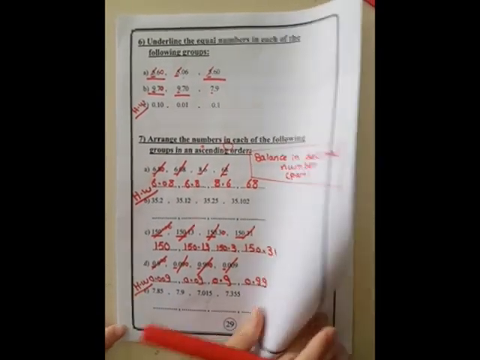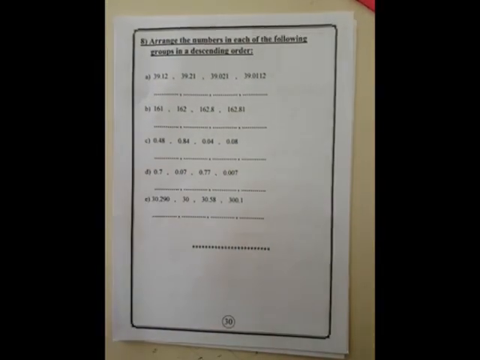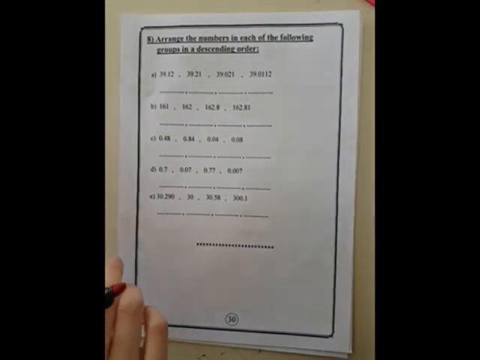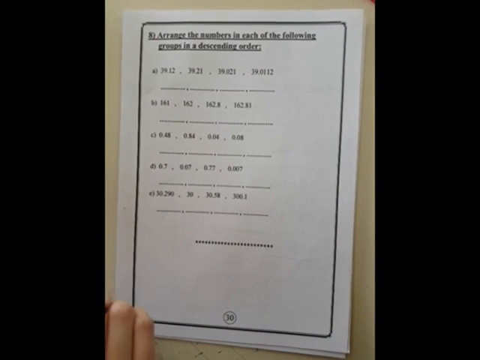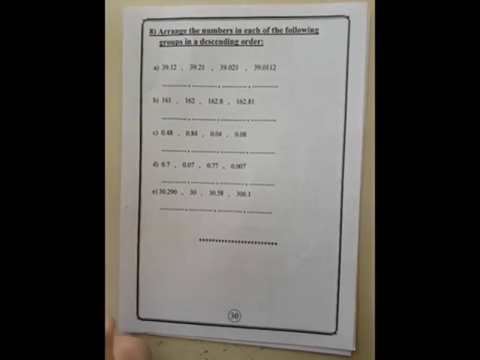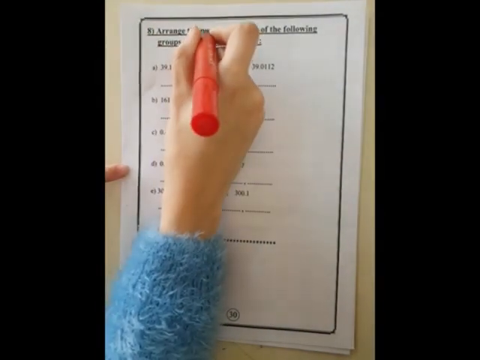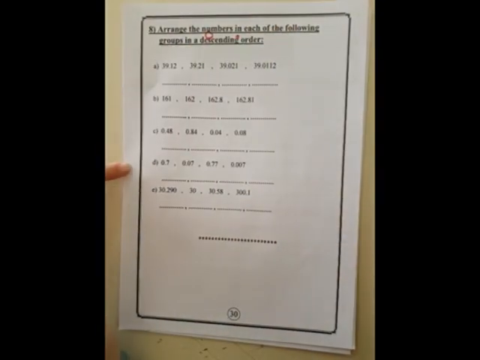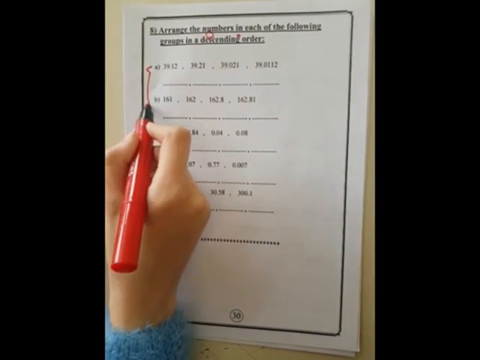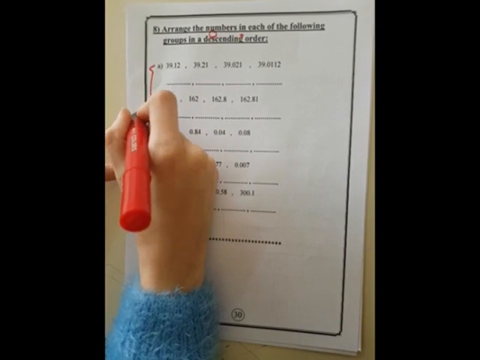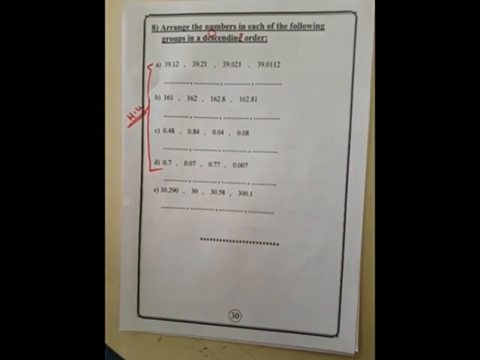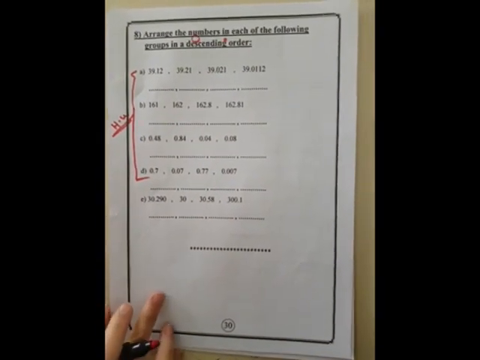Let's go to booklet page 30. Here, question number 8, arrange the numbers in each of the following groups in descending order. Of course, descending sorts from the greatest number down to the smallest number. Okay, A, B, C, D are going to be homework. Like the ascending order, but start from the greatest number. Okay, let's go to letter E.